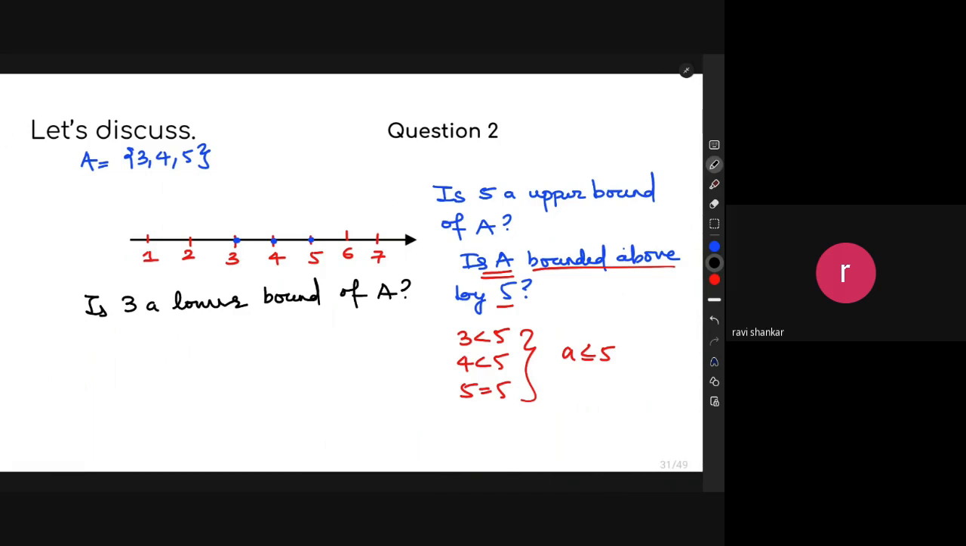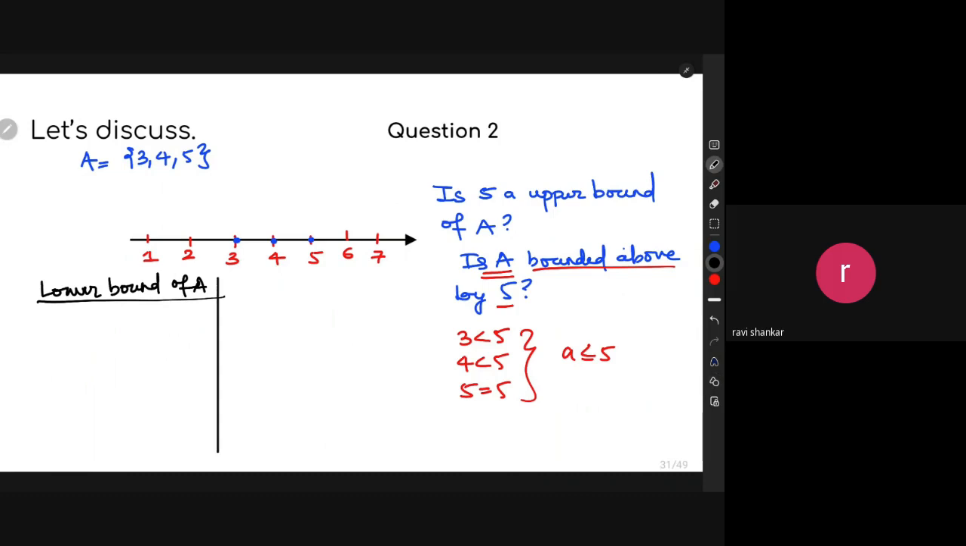Now you ask me a different question: what is the supremum and infimum of a set? So if I make a table like this, with the lower bounds of A, and I write the numbers in a decreasing order. What do I mean by that? We know 3 is a lower bound of A.